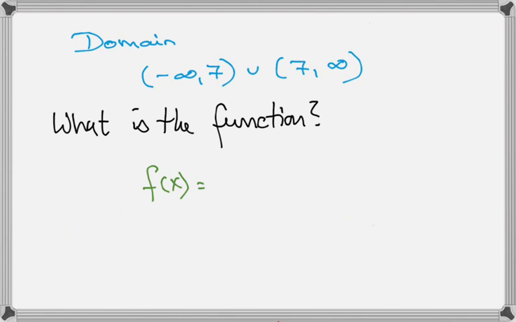Now, I want to give you a domain and you give me a function. So the domain is negative infinity, 7, 7 to infinity. What would be an example of a function that has that domain? And it should be 10 different answers. I'm happy with one. Give me an example of a function where we have the given domain.